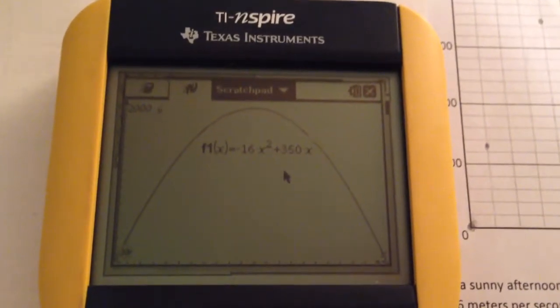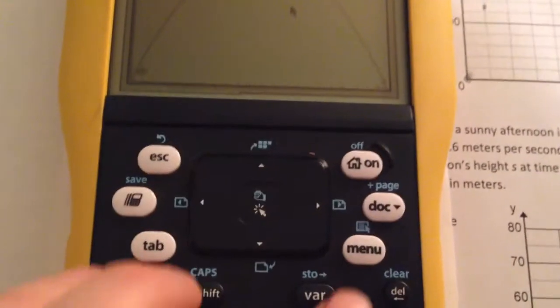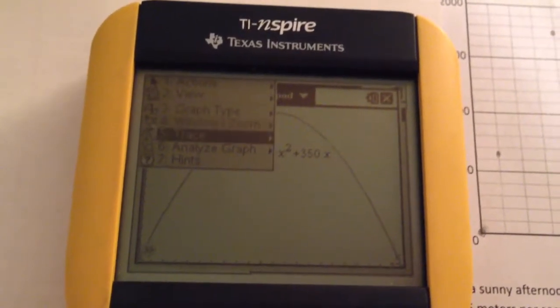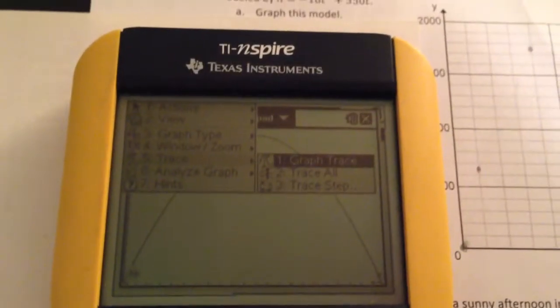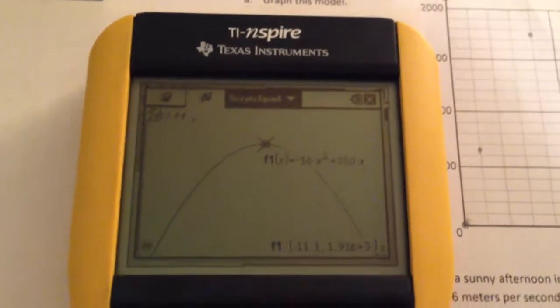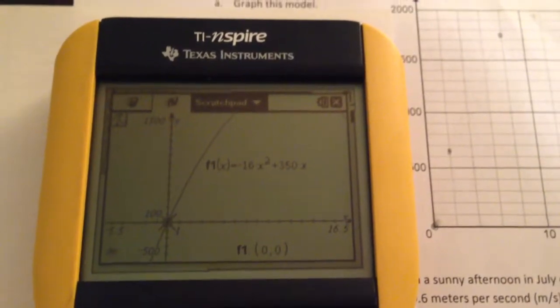We still need our points in order to graph accurately, so we're going to go to menu and we're going to trace, graph trace, and now we can plot points, such as we can say 0 and we get the point 0, 0.